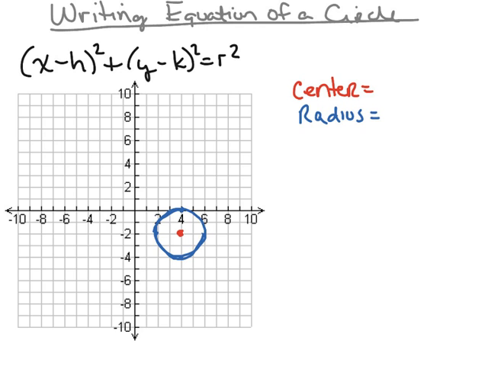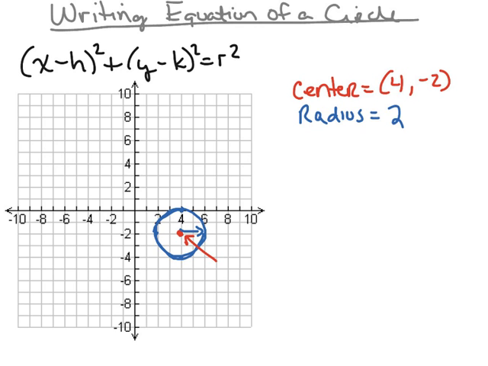Alright, next example. Again, we're trying to write an equation for this circle that's given. In order to write that equation, the first thing I need to do is locate the center of our circle. There's the center, and the center for that circle is the ordered pair (4, −2). Along with the center, I'm also going to need to know the radius of the circle, the distance from the center to the edge of our circle, and that distance is 2.